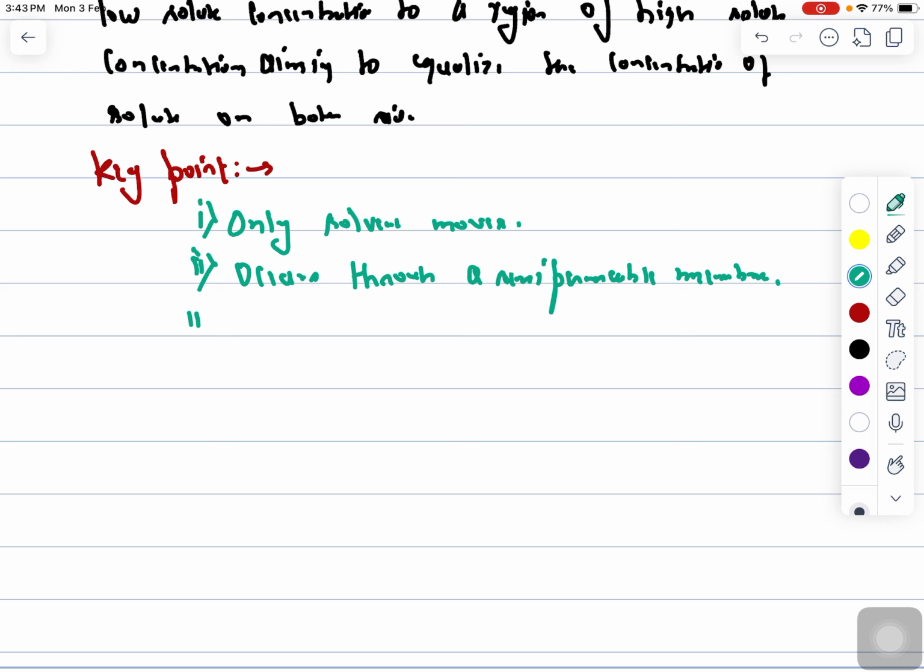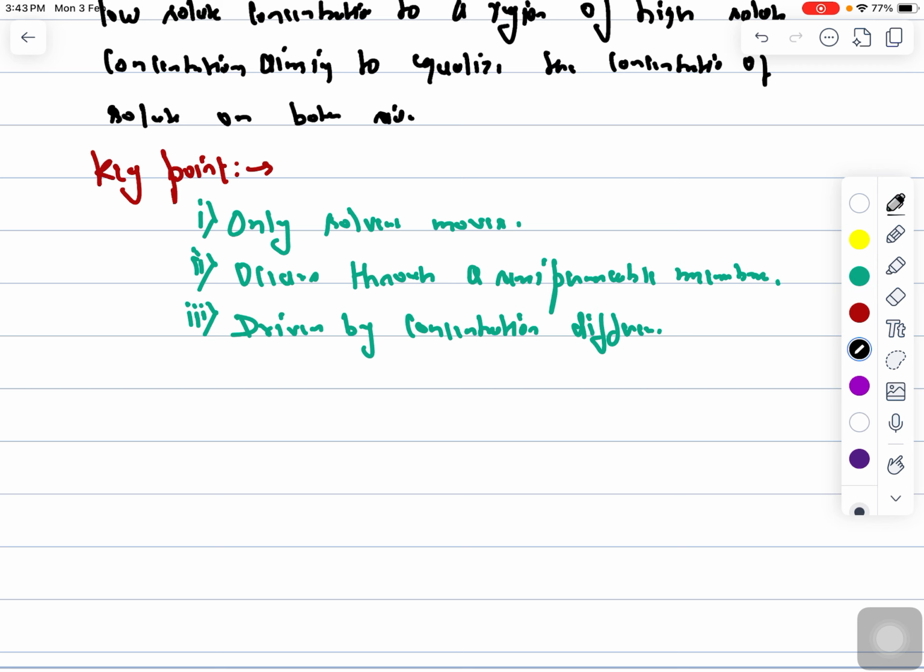And the third one is, since the concentration of solute was different, C1 was less than C2, that's why the solvent molecules were moving from C1 to C2, from lower concentration to higher concentration, to equalize the concentration on both sides. So the driving force, or you can write driven by, concentration difference, right? This is very, very important in the case of osmosis.